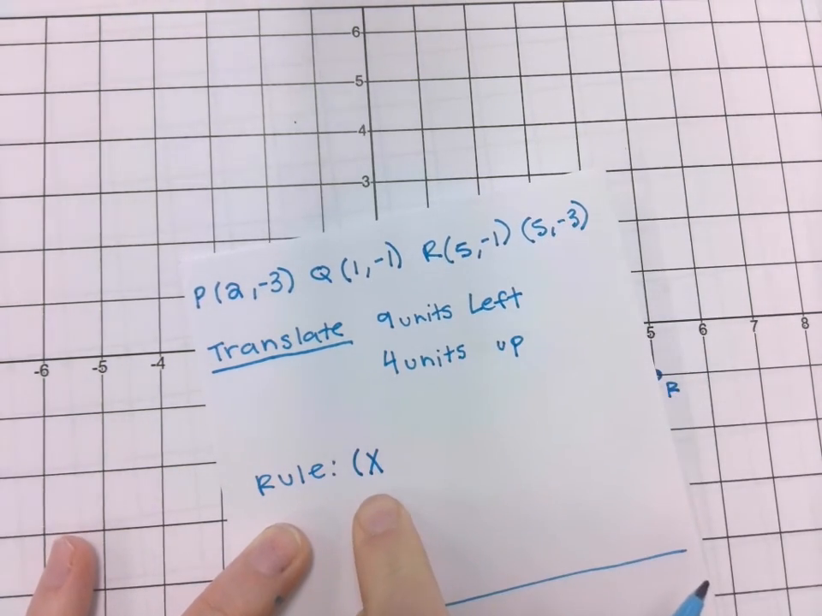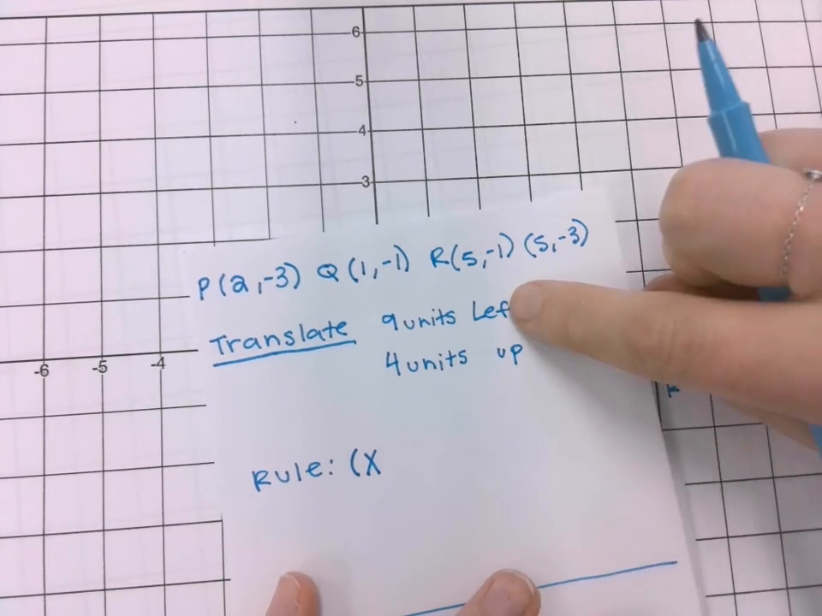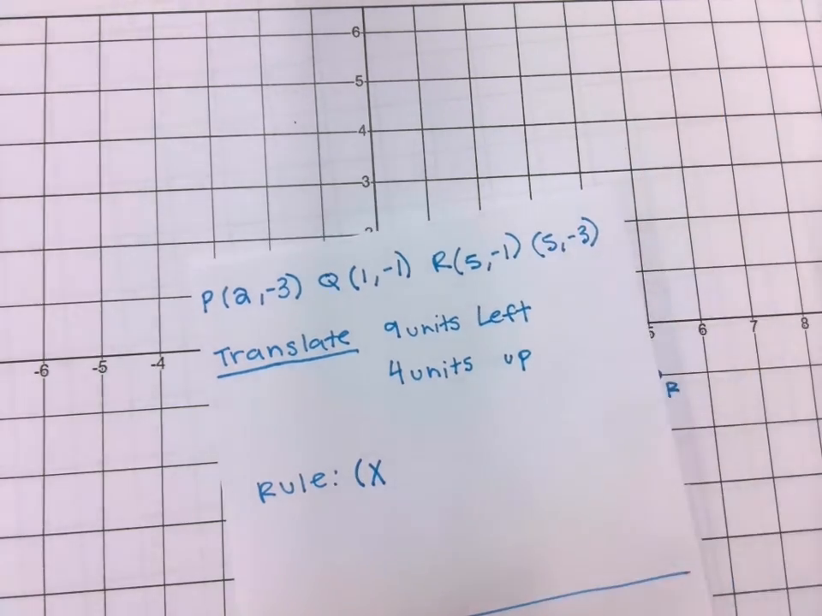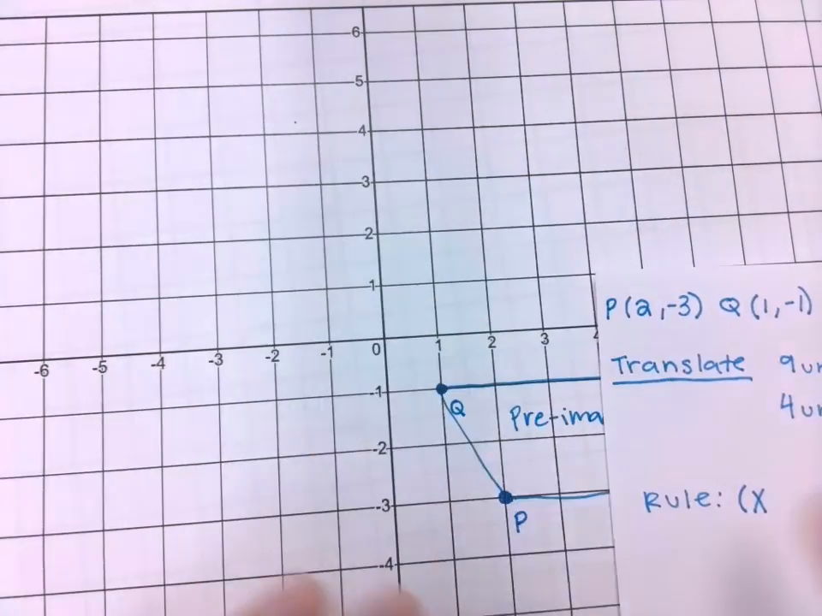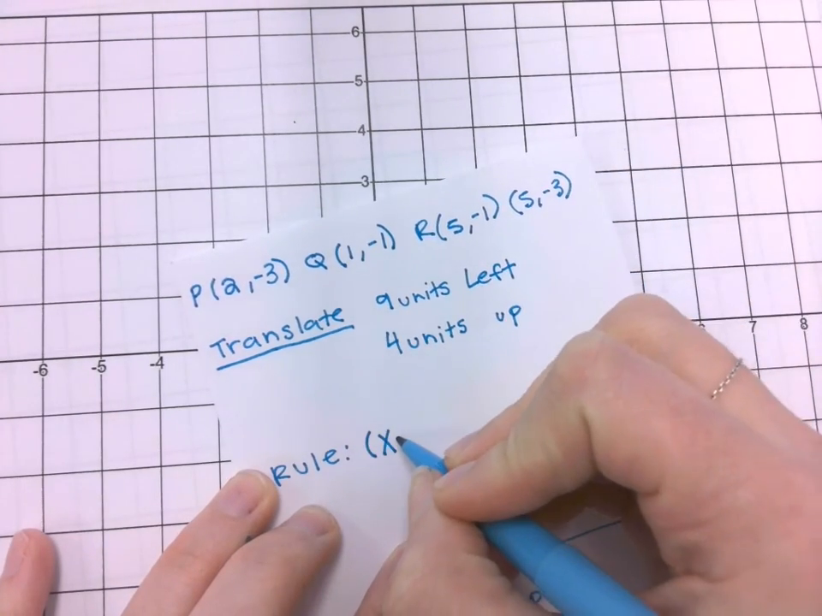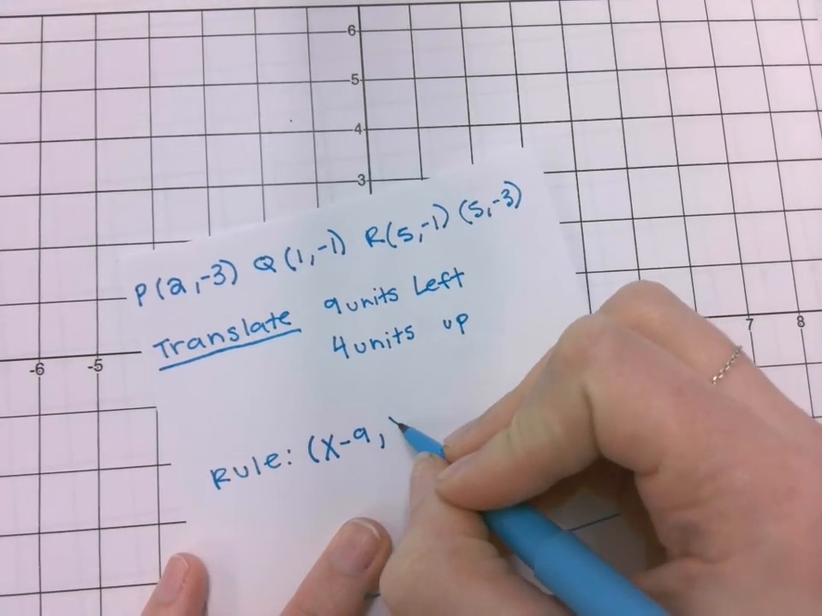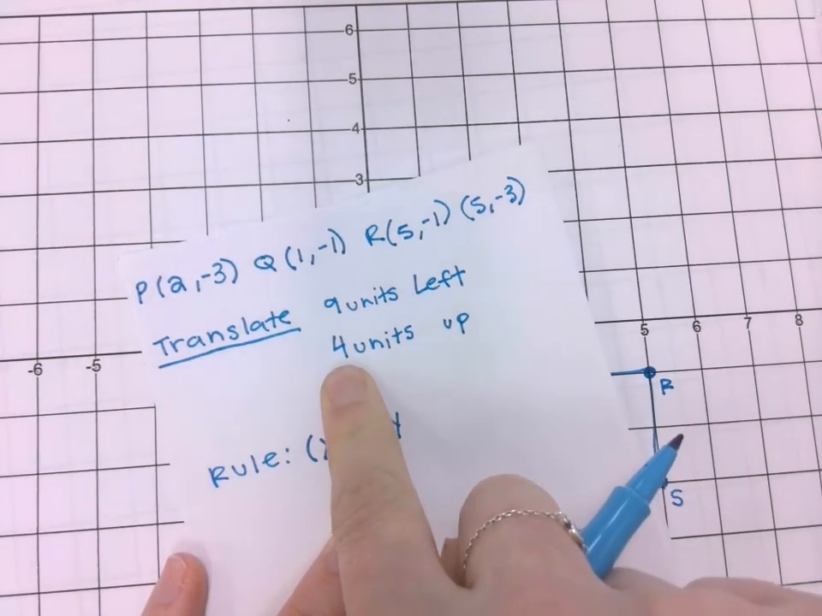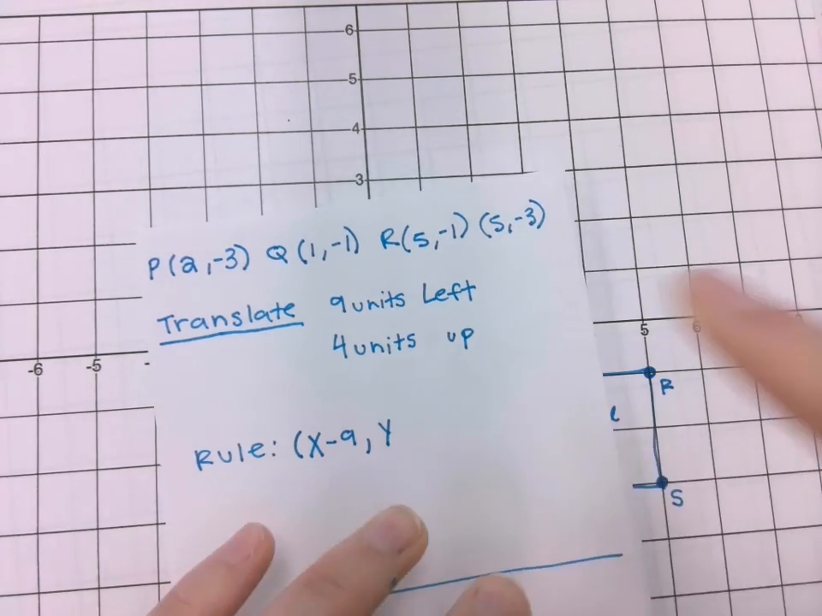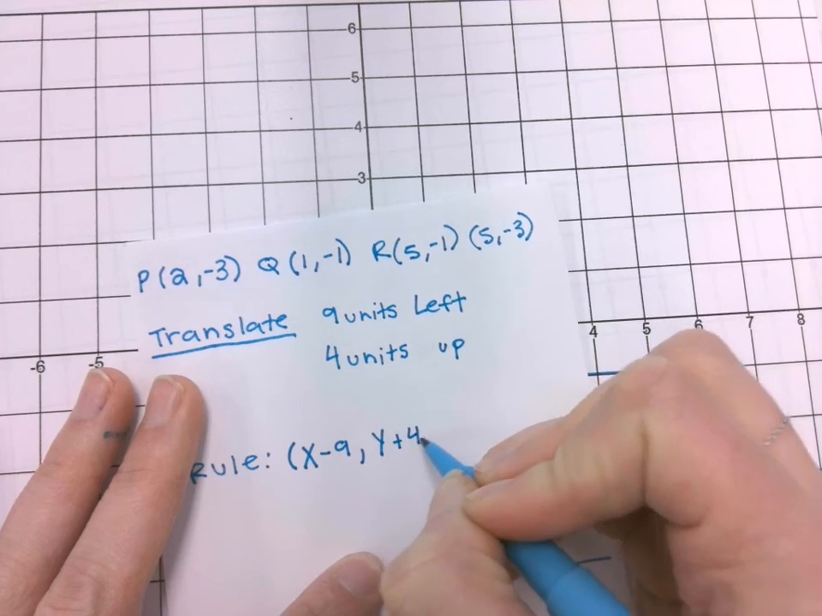How is it going to be changed? So which one of these is the left and right one? We're lucky it's the first one. So it says 9 units to the left. When I move to the left, this way, my numbers are negative. So I'm going to subtract 9 from every x value. My y value says we're going to translate the image 4 units up. If we go up, that is positive. So to all my y values, I'm going to add 4.